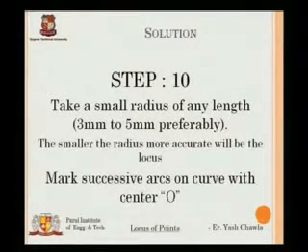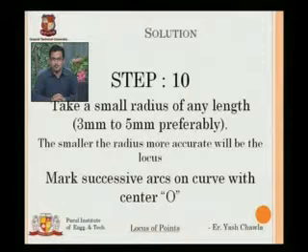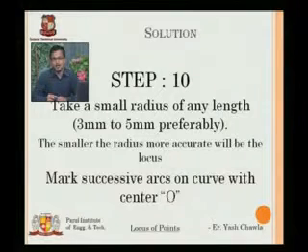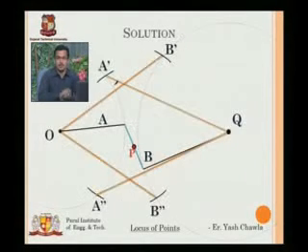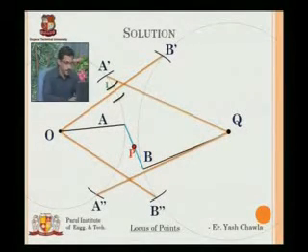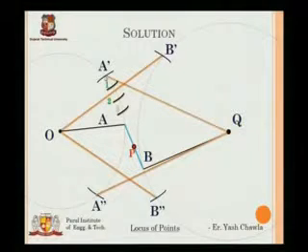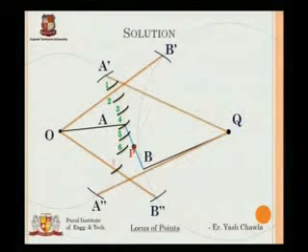For this, first of all, we'll take small radiuses. That is, on the compass, I'll measure 3 mm or 5 mm. The smaller the arc that you take, the more accurate will be the figure. And keeping the point on A, we will keep the radius 3 to 5 mm. The least radius will give you maximum accuracy.